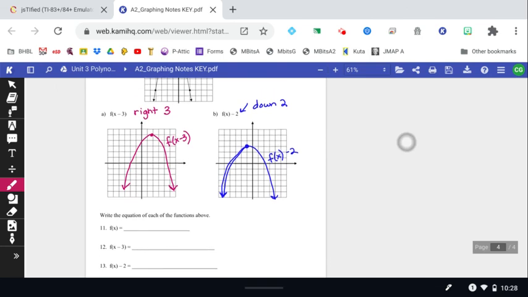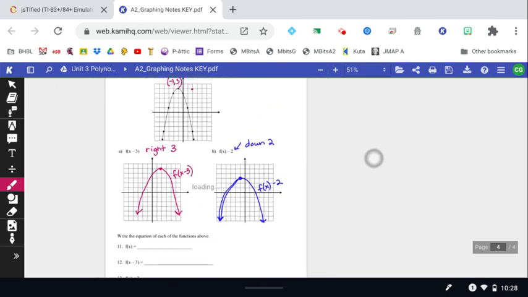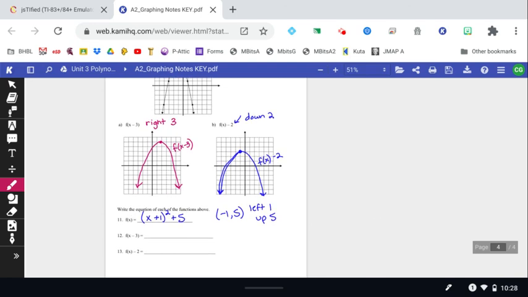All right, so the equation of the functions above. So that first one, having a center of negative 1, 5, meant that it went left 1 and it went up 5. So this would tell me I went x plus 1 squared plus 5. Now, if I'm going to subtract 3, so I take a look at letter A there. So x minus 3, so my center now we said was 2, 5. So this is going to tell me that I went to the right 2, so minus 2 squared, and up 5.